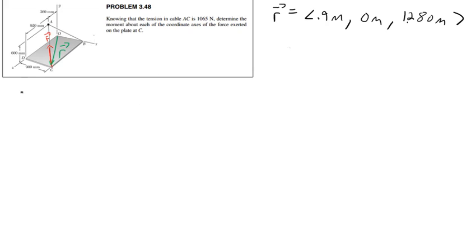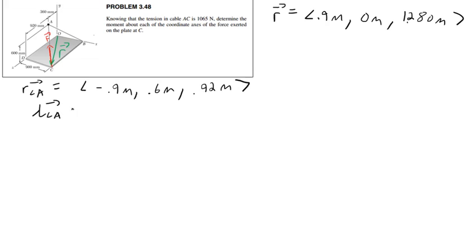Okay, so let me get r CA again. This is going to be negative 0.9 meters in the x, comma, 0.6 meters in the y, comma, negative 0.92 meters in the z.